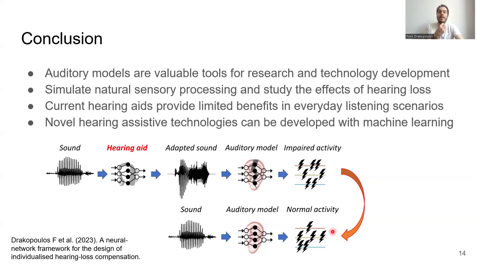And by normal, I mean the activity elicited by a normal hearing auditory system. And this really shows the potential of all these deep neural network auditory models, with the recent example of our ICNet model that we demonstrated in the Python breakout room.